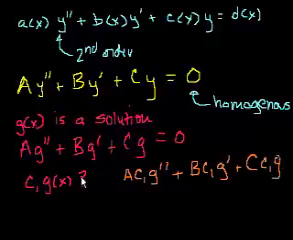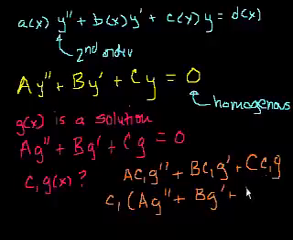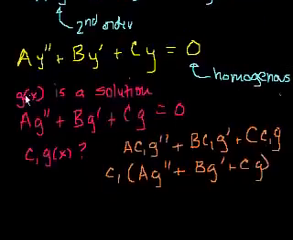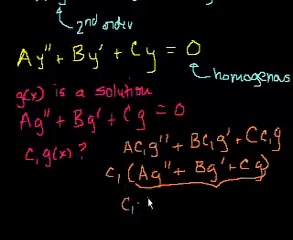So we could factor out that c1 constant, and we get c1 times a g prime prime plus b g prime plus cg. And lo and behold, we already know, because we know that g of x is a solution, that this is true. So this is going to be equal to 0, right? Because g is a solution. So if this is 0, c1 times 0 is going to be equal to 0. So this expression up here is also equal to 0.